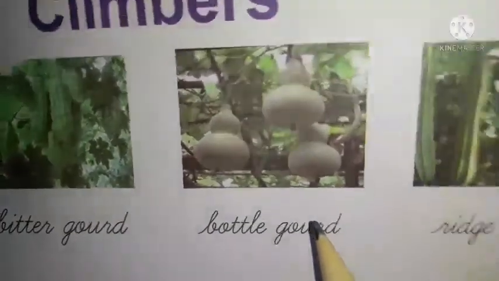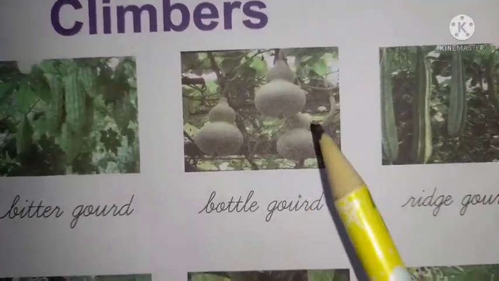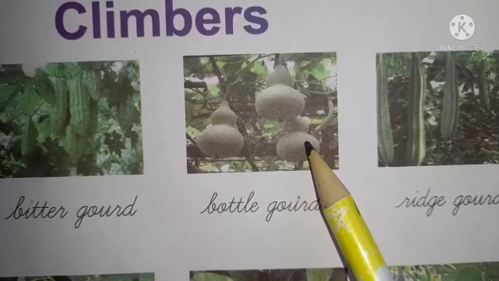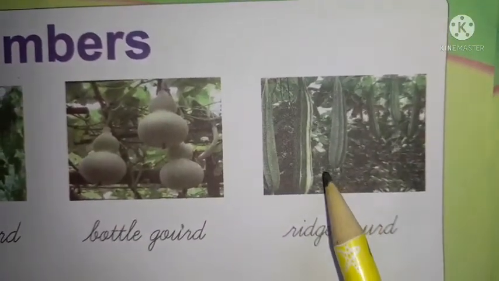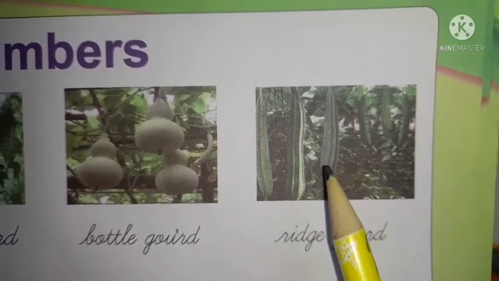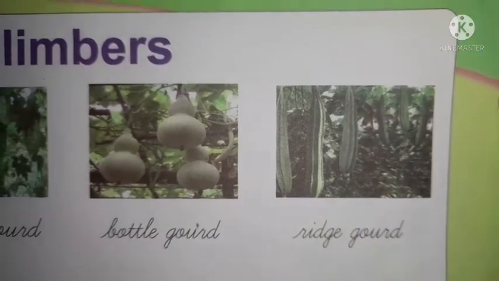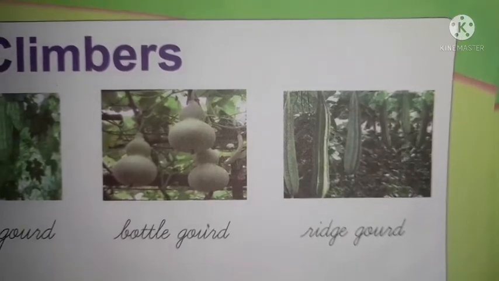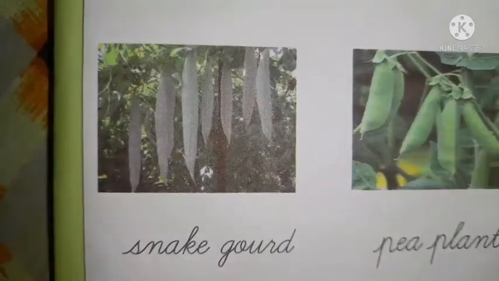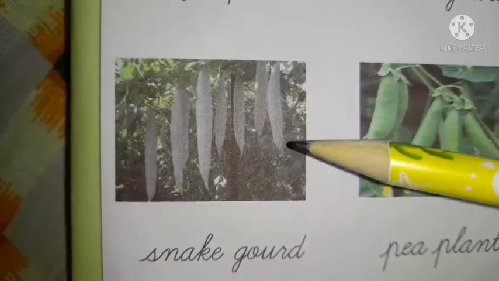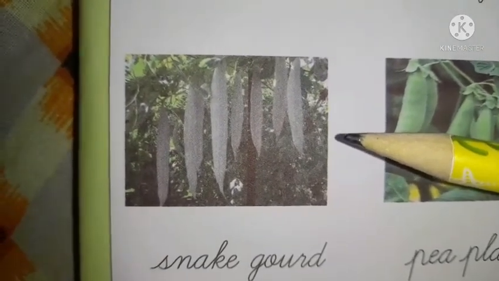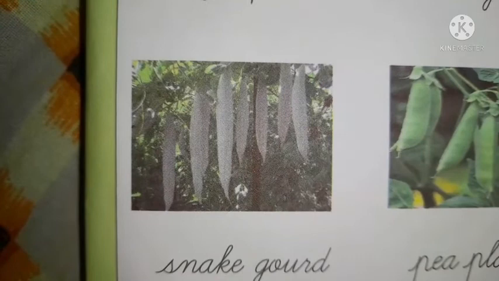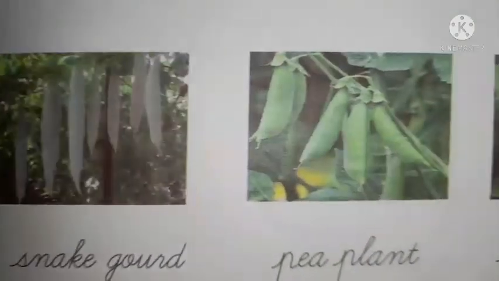This is bottle gourd. You can see the shape of the vegetable like a bottle. This is a ridge gourd. You can see the ridge gourd hanging. Ridge gourd is a climber. This is snake gourd. Snake gourd is a climber.